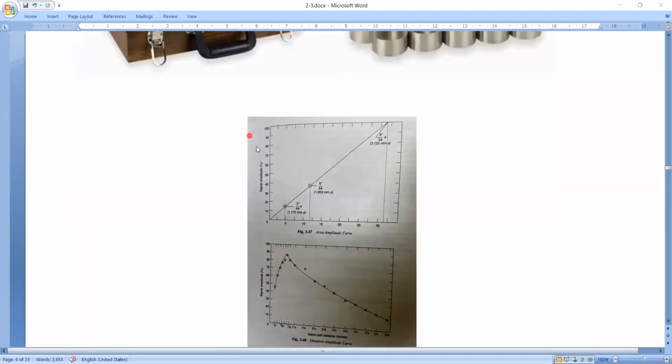Here are the graphs between the different blocks. This is the area amplitude curve. It shows the amplitude of the echo and the area of the echo for different blocks. This is one block, and we have different ASTM blocks that we are testing. This gives the characteristics of the blocks.